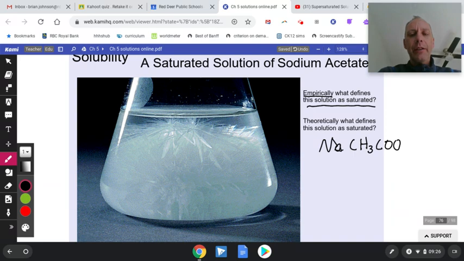Just by looking at it. What does saturated mean in order to be able to understand that description? And then secondly, theoretically, what defines this solution as saturated? So in theory, why is it saturated, and what does it look like as a saturated solution? So that's where we're going to go today.